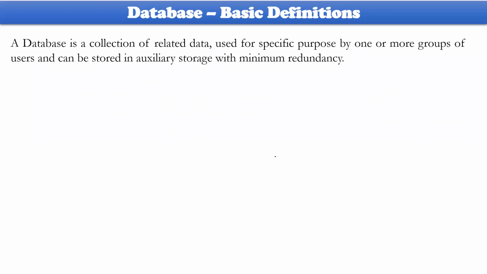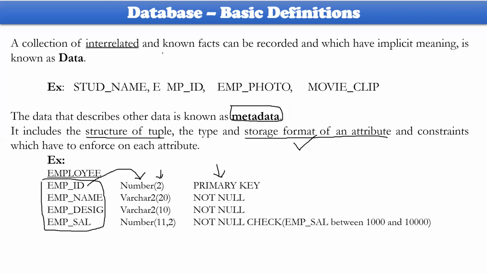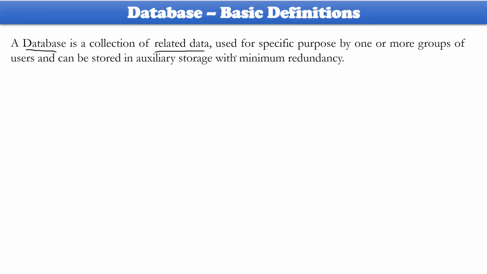And moving forward, some more definitions here. Already we have taken this particular definition in the previous class. That is, a database is a collection of related data. I hope that you understand what related data is at this moment. Either it is related data or interrelated data, whatever it may be, both are the same words. Related data used for a specific purpose by one or more groups of users and can be stored in auxiliary storage with minimum redundancy. Redundancy must not be there.